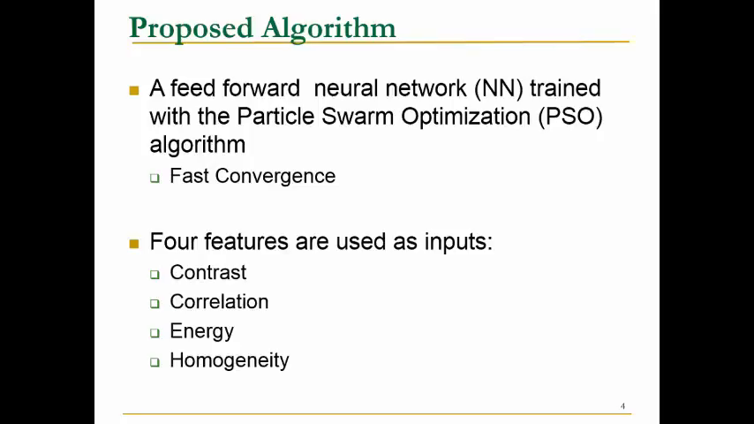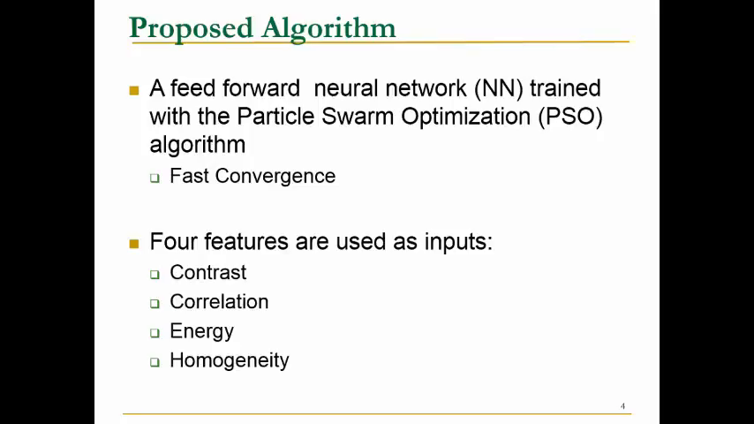Neural networks, with their remarkable ability to derive meaning from complicated or imprecise data, can be used to extract patterns and detect trends that are too complex to be noticed by either humans or other computer techniques. A trained neural network can be thought of as an expert in the category of information it has been given to analyze.